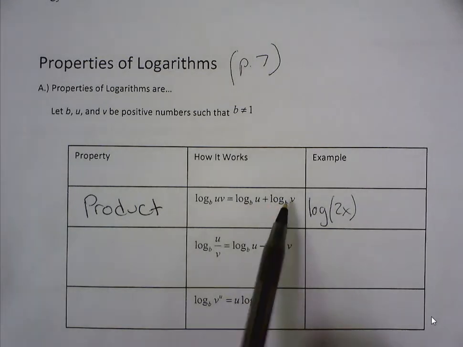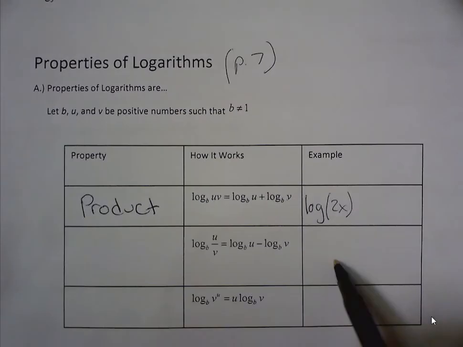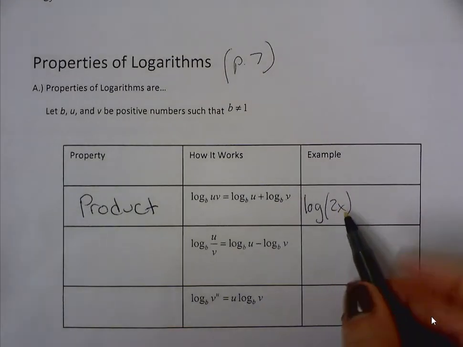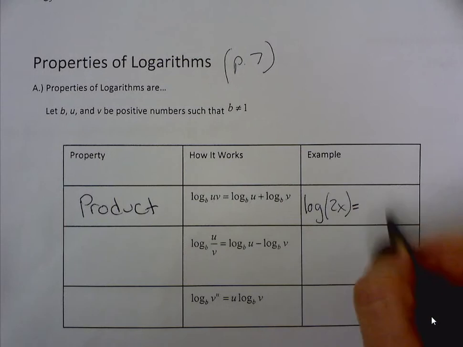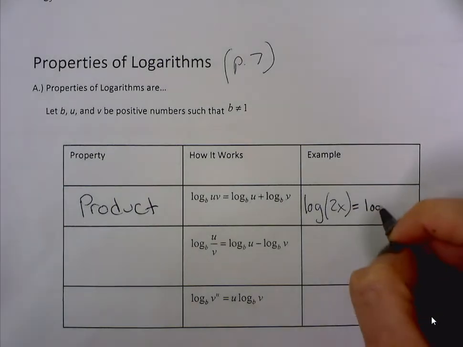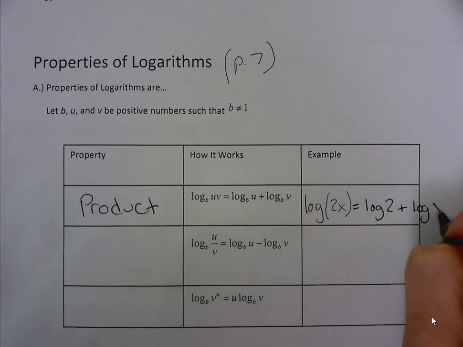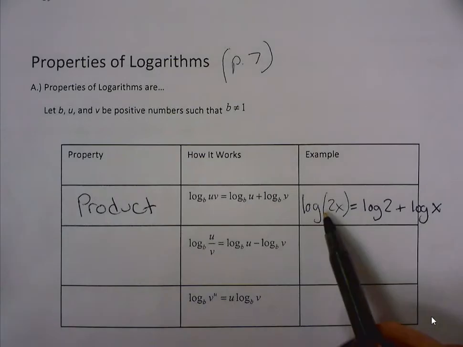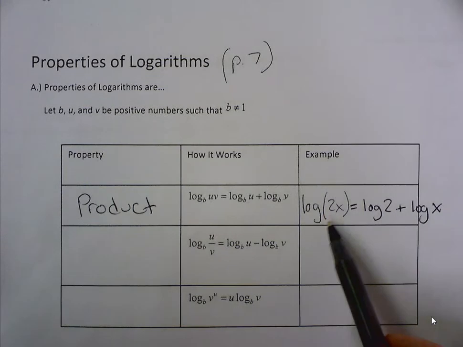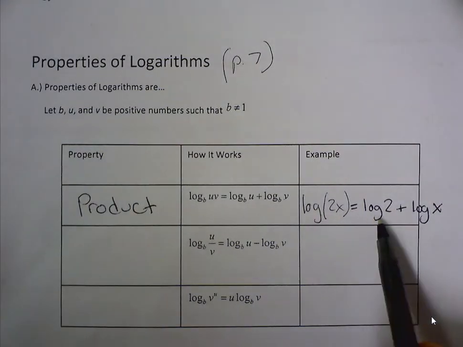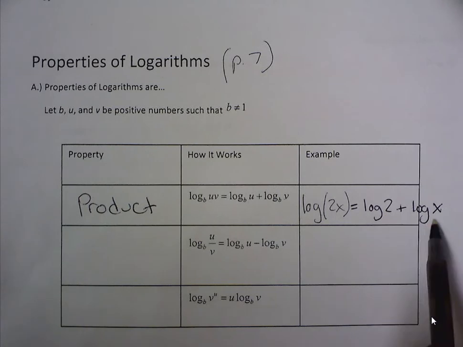So I'm going to do an example here. Log of 2x, so I have 2 times x. If I want to expand this into 2 different logs, this is going to be log 2 plus log x. Now here, I don't have a base value. That's because it's an invisible 10. So my base is going to stay consistent here, invisible 10, invisible 10.